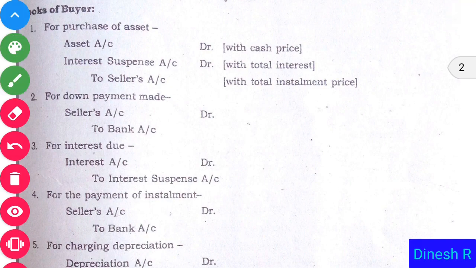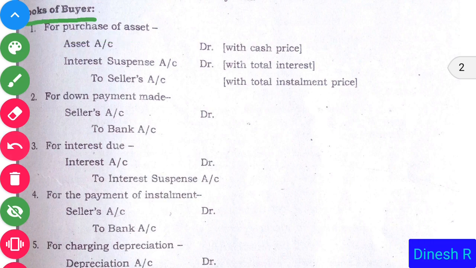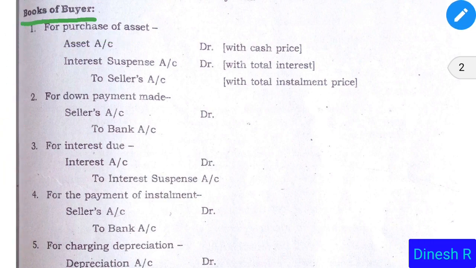So look at the journal entries here. You have to write this journal entry in your notes as well. That's very important. First we'll go for the books of buyer. What all journal entries will come in the books of buyer? That means in the book of the purchaser, what are the journal entries you have to pass? The first journal entry is for purchasing the asset. When you purchase the assets, that is the journal entry that will come.